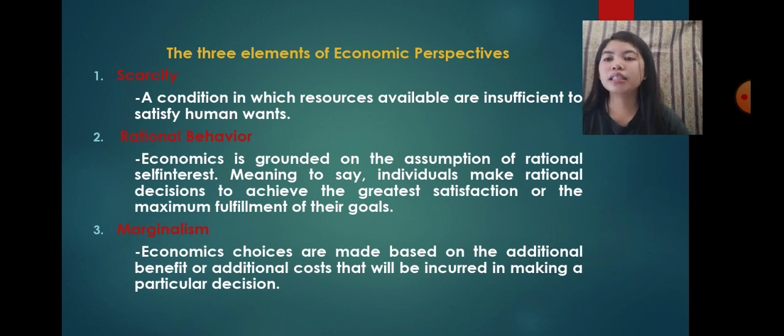Then next is marginalism. What is marginalism? In marginalism, choices are made based on the additional benefit or additional costs that will be incurred in making a particular decision. In marginalism, it is the economic choices based on additional benefit from the products, or choices made based on the additional costs for the product.